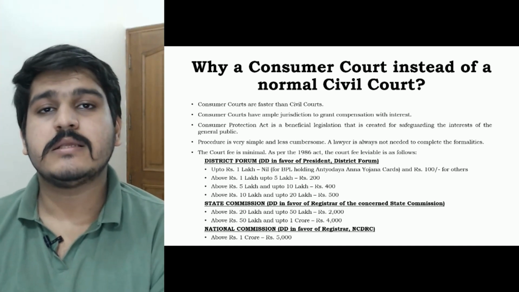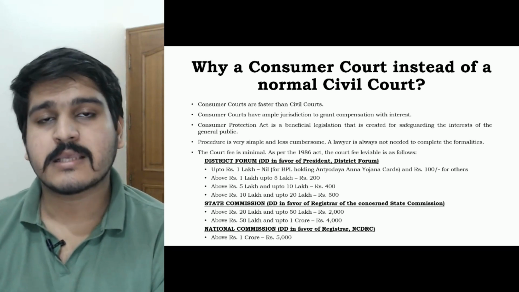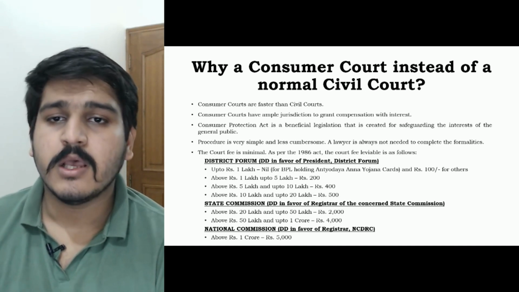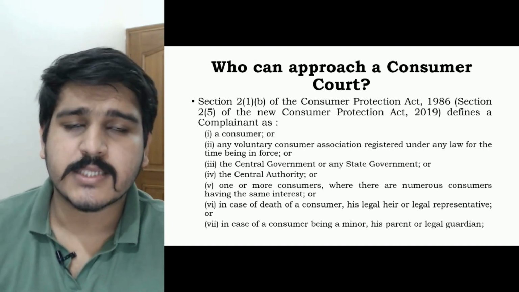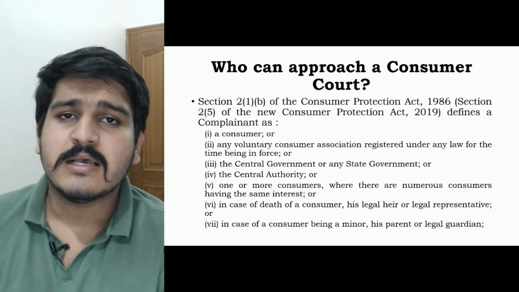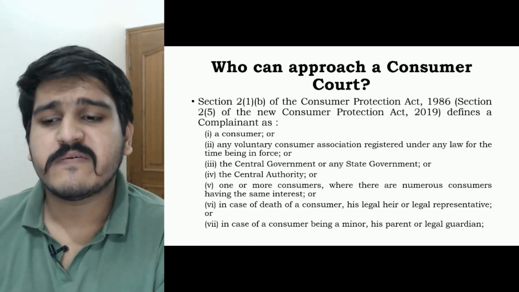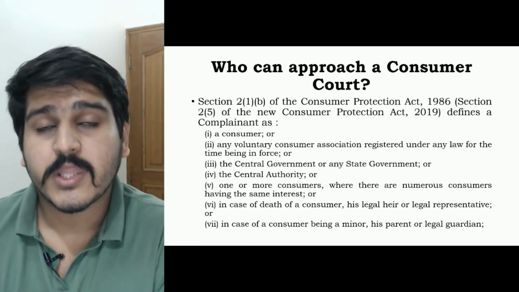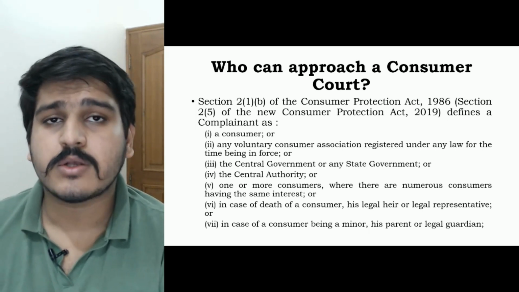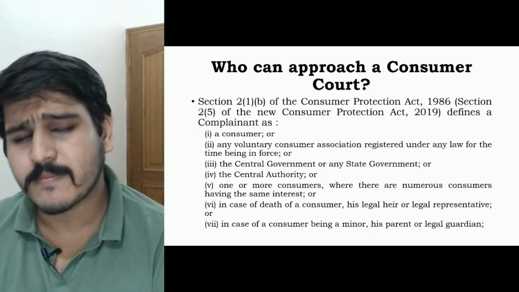Now that we've already seen who is a consumer and what are the benefits of going to a consumer court as against the civil court, we should look into who can approach a consumer court. So under section 2(1)(b) of the Consumer Protection Act, a complainant has been defined as firstly a consumer, which we've already discussed. Secondly, a voluntary consumer association which is registered under the law. So for example, if there is an association of Jago Grahak Jago, I'm taking a very hypothetical and vague example, that association is also entitled to approach the consumer court on behalf of a particular consumer or a batch of consumers.